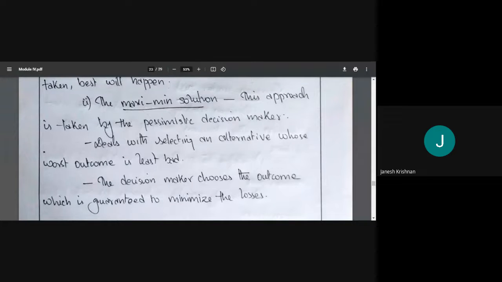So what is the outcome of this? The decision which we took will minimize our loss. Okay, so it's guaranteed that we'll have the least loss. Right? For A, we have seen what is the worst case. B, we have seen the worst case. C, worst case, and D, worst case. We have seen all the worst cases, and we have selected the least worst case. Okay, the least worst scenario we have chosen. So that is the guarantee, and we'll have minimum loss. Right?